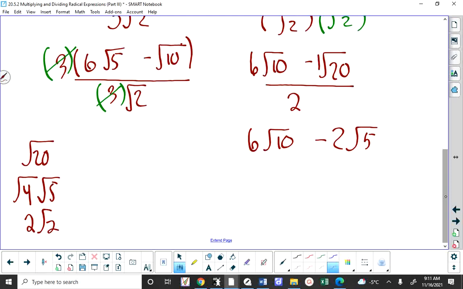And this is over 2, so I think you can see what's going to happen now. I can either factor a 2 out of the numerator and cancel it with the denominator, or I can take a shortcut and just divide everything by 2.